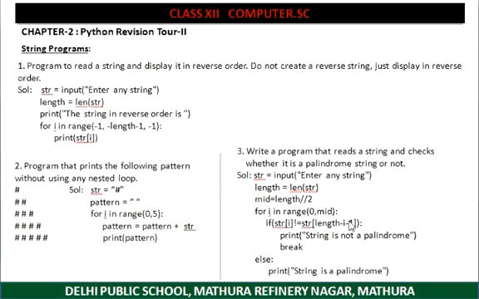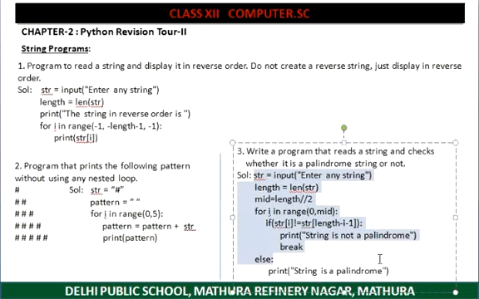Then the third character is matched to the third last character. So likewise it will match all the characters. If the characters are matching, then the string is a palindrome. If the characters are not matching, not equal to, then print string is not a palindrome. If the characters are matching, then it will not print string is not a palindrome. It will go to the else part and print string is a palindrome. So now I am going to run this program.